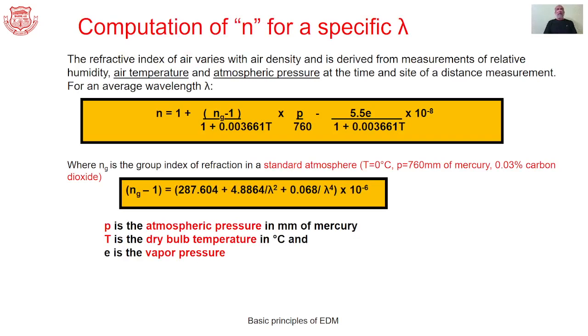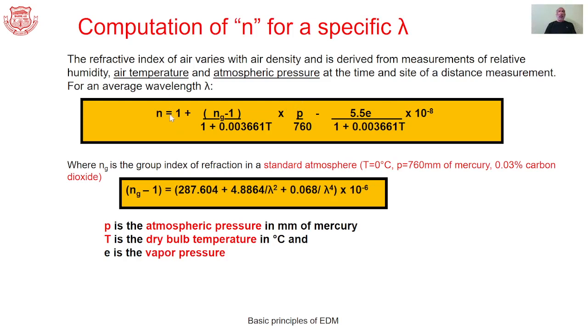So as we discussed, there is a necessity to measure this n for specific lambda. This n varies with the air density and is determined based on the measurements of relative humidity, air temperature, atmospheric pressure at the time of distance measurement for a given location.